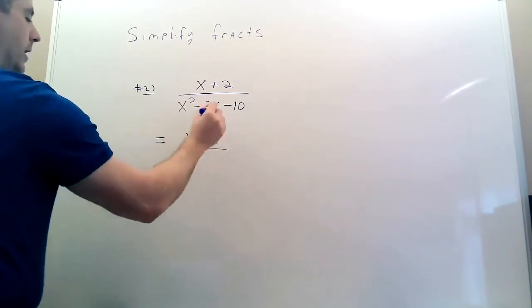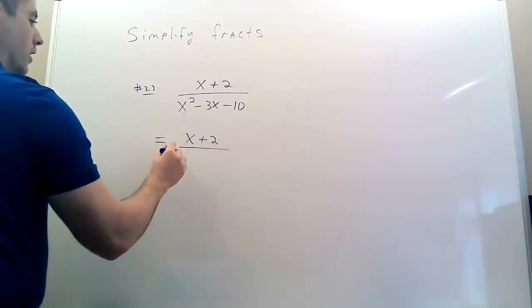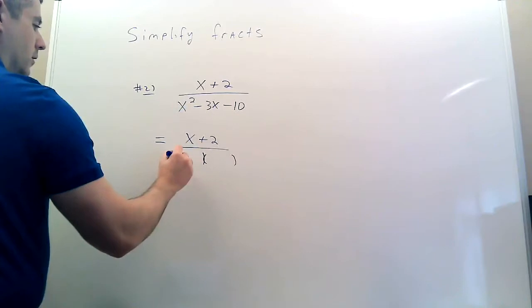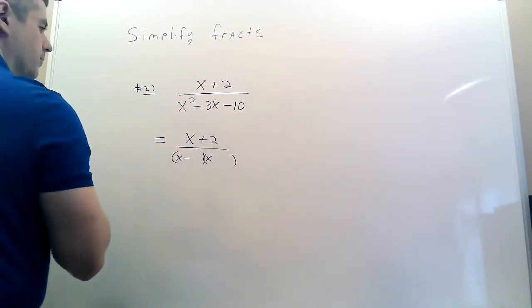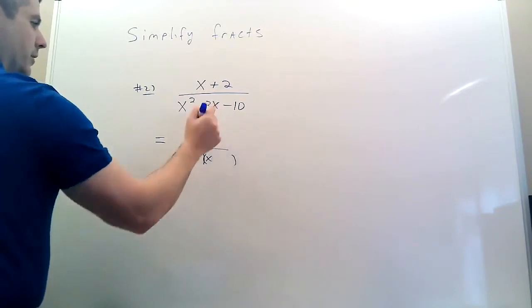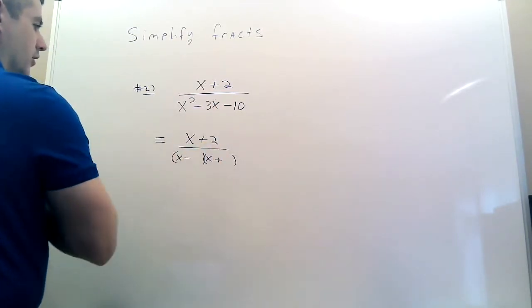The bottom factors. The bottom's a trinomial, right? 1, 2, 3 things. So we put our 2 parentheses down. We put our x, and we do our signs. I always put that sign first. I know they're different. How do I know they're different? Because the last number is a negative. So the signs are different.